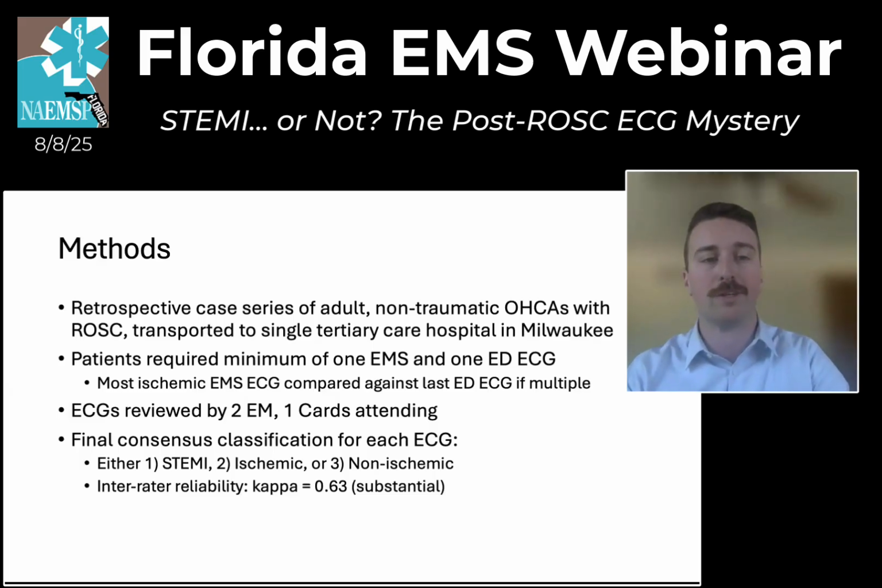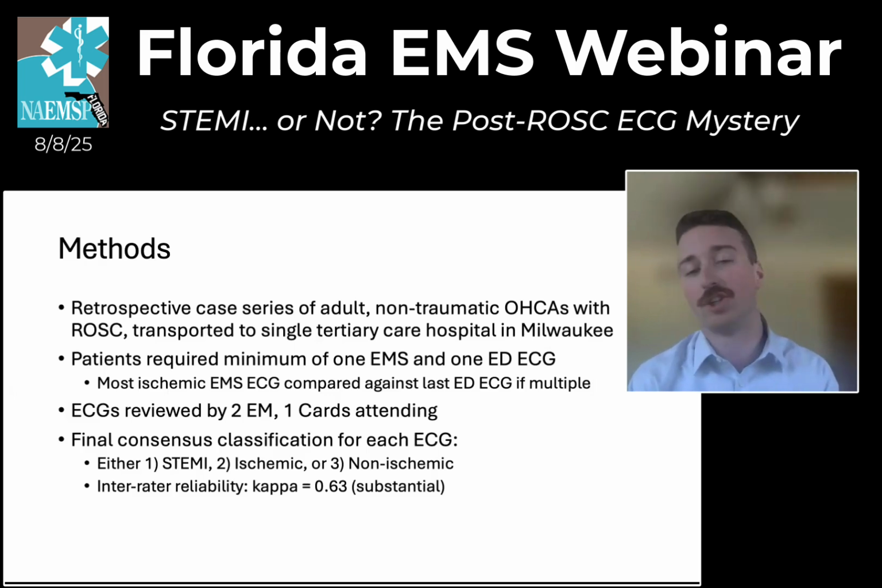So all of the EKGs in this study were reviewed by 2 emergency physicians and 1 cardiologist, and together they reached a final consensus classification for each EKG in the study. Those classifications were either STEMI, based on the AHA STEMI criteria at the time, the 2017 edition; ischemic, where there were ST or T-wave abnormalities that did not meet STEMI criteria; or non-ischemic, without any such abnormalities. These 3 reviewers achieved an inter-rater reliability with a kappa score of 0.63, indicating substantial inter-rater reliability.